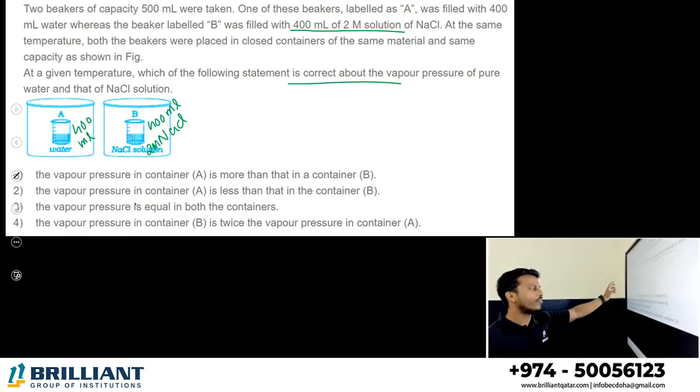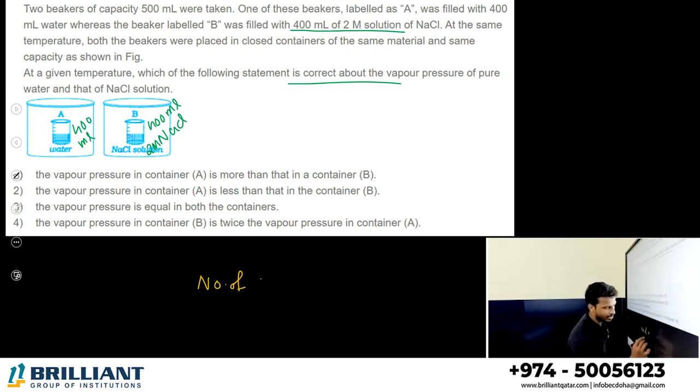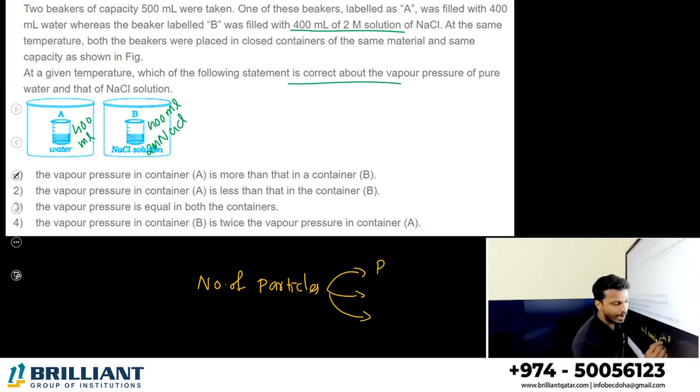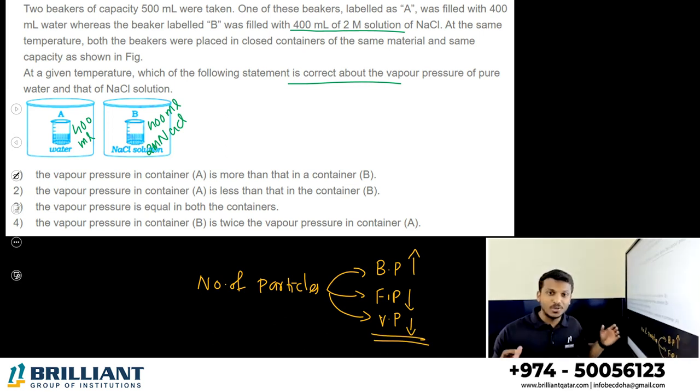Dear student, in the first beaker there is fully water, the solvent. In the second beaker, a solution. As I told you, the number of particles increases. If the number of particles increases, do you remember the three terms which we discussed? Boiling point increases, freezing point and vapor pressure decrease. What we need here is vapor pressure. So which solution contains the maximum number of particles? The B beaker. Yes or no? Because A is the beaker which contains fully solvent. B beaker contains solution, NaCl particles are there. So the number of particles is greater in beaker B, so it has lower vapor pressure.